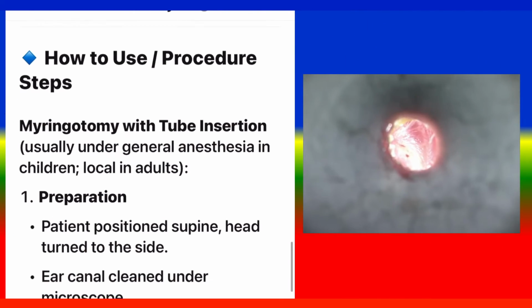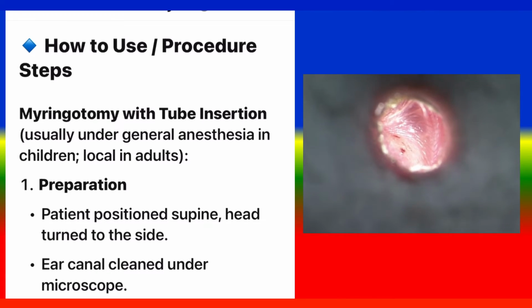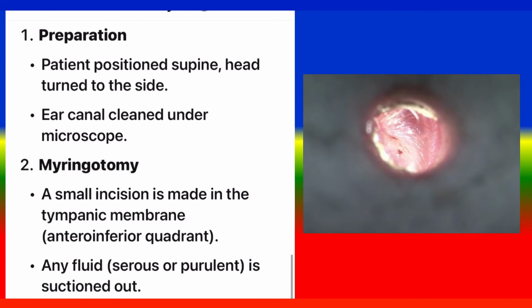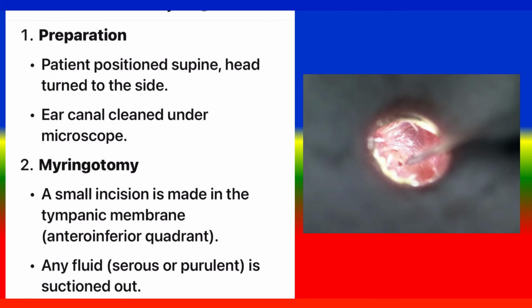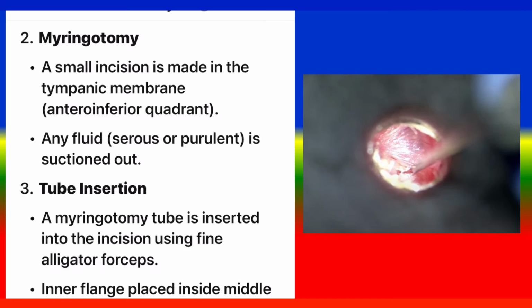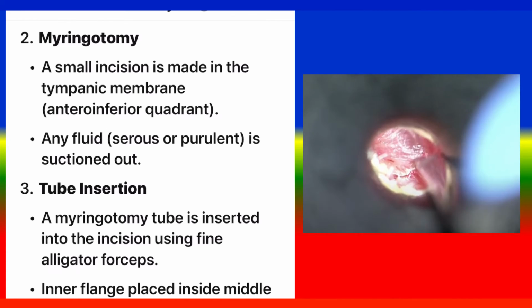How to use: procedure steps. Myringotomy with tube insertion, usually under general anesthesia in children, local in adults. 1. Preparation. Patient positioned supine, head turned to the side. Ear canal cleaned under microscope. 2. Myringotomy. A small incision is made in the tympanic membrane, antero-inferior quadrant. Any fluid, serous or purulent, is suctioned out.